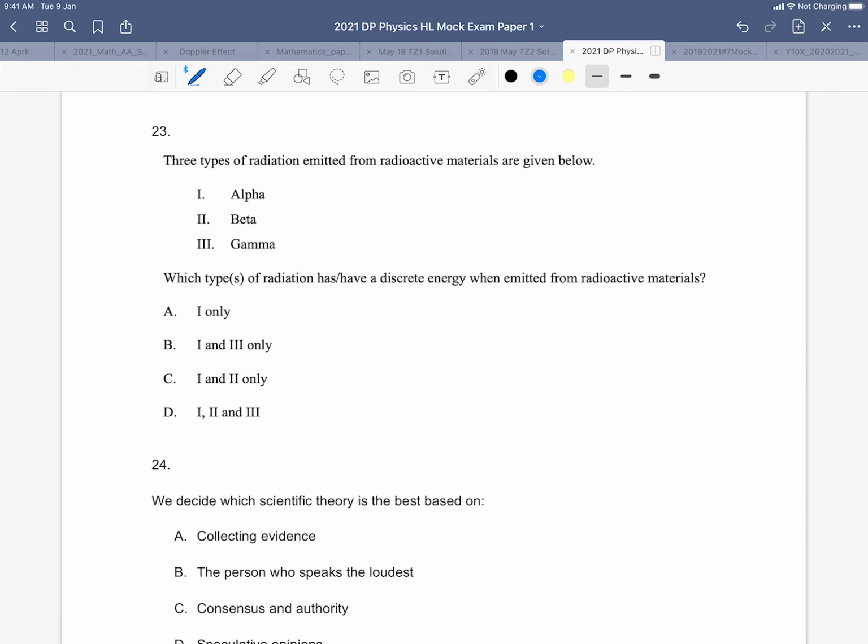Okay, so which type of radiation has discrete energies? You just need to remember it's alpha and gamma that always come out with discrete energies. With beta decays, the electron and the positron are always accompanied by a neutrino, so they share the energy, and that's why we can have a continuous range of energies for electrons and positrons. So this is B, only 1 and 3.